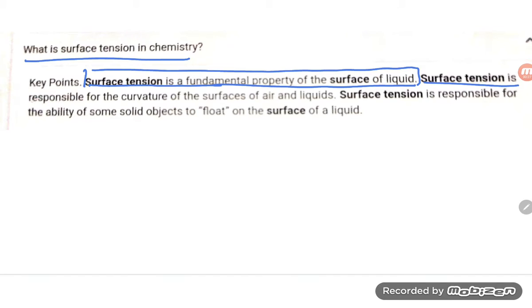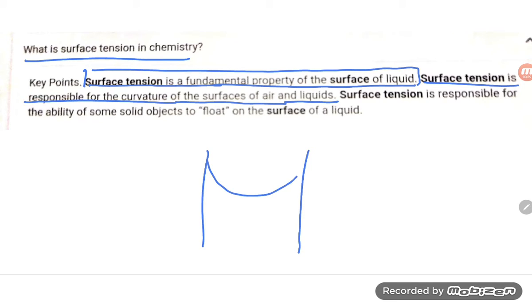Surface tension is responsible for the curvature of the surface of the air and liquids. Okay, suppose sometimes a liquid is forming like that. This is forming the curvature, and that is because of the surface tension.